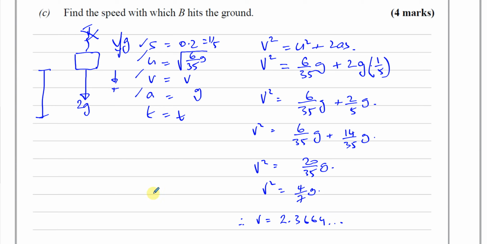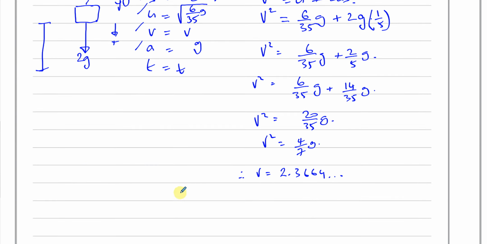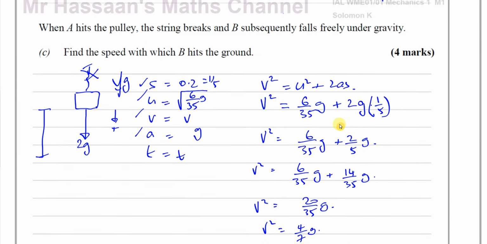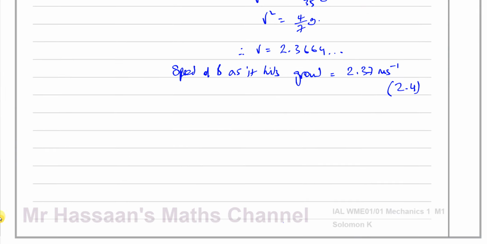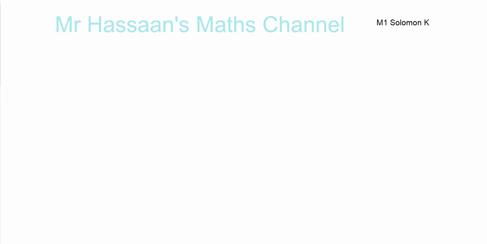2.3664 meters per second. So you can say the speed of B as it hits the ground is equal to 2.37 meters per second. You can also write it as 2.4 meters per second if you wish to 2SF. So there's the answer to part C of this question, and I think that was it. Yep, that was the end of this question.